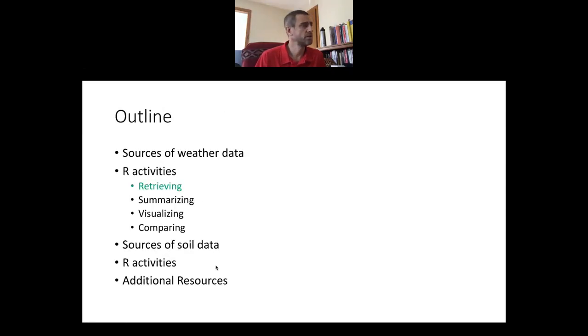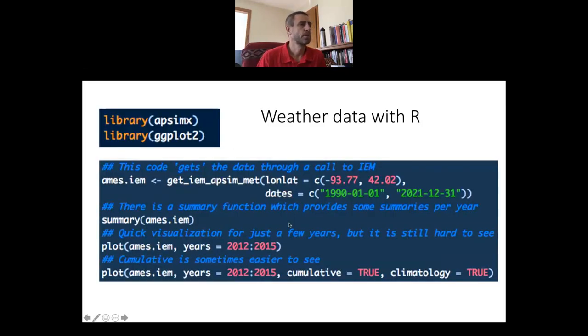So for our R activities, first I'm going to show retrieving weather data with R. When you're in an R session, I'm loading the APSIM X package, and here I'm loading the ggplot2 package for some plotting. The function that performs the retrieval is get_iem_apsim_met, and you can provide the longitude and latitude as this point defined here, and the time range in terms of these dates with the year, month, and date. So there's an aims.iem object.